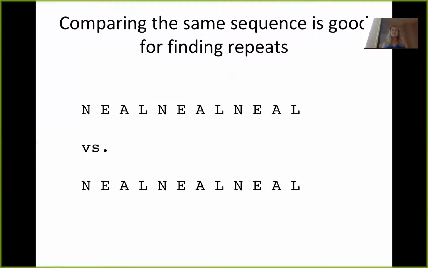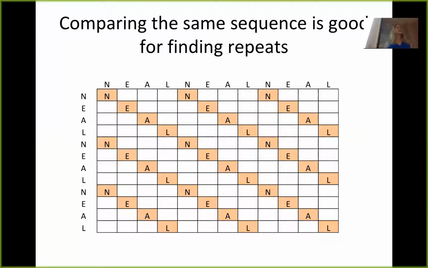So comparing the same sequence is really good for finding repeats. Let's look at another dot plot where I have Neil, Neil, Neil compared to Neil, Neil, Neil. Again, we'll see this pattern of parallel diagonal lines showing us where repeats are. It's a pattern that's easy to pick up and recognize. When you have a diagonal that stutters to a different part of the graph, you're likely looking at a repeat or something that's been shifted.